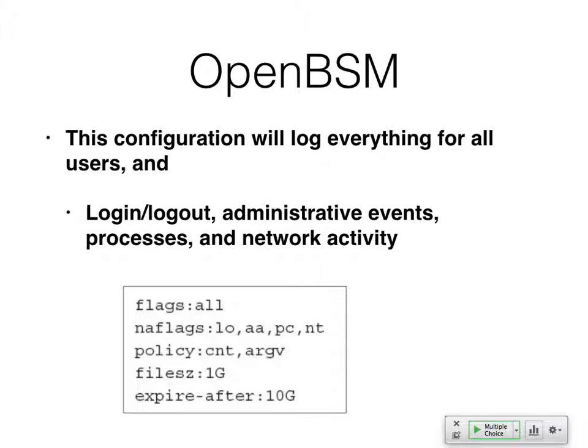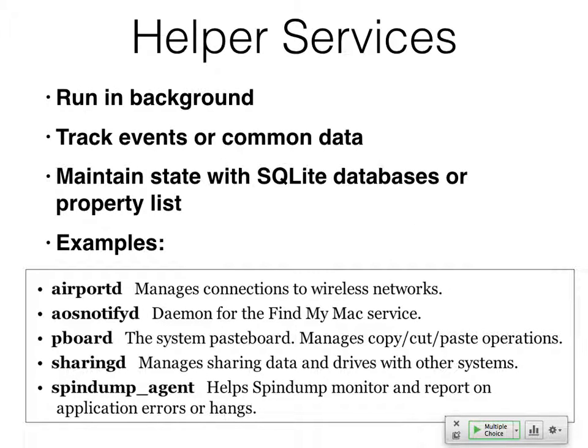You can go in here and put these things in the configuration file, and then it will create many, many log entries for everything you do. And this is something you might do to record suspicious activity once you have reason to suspect it. All right, there's a lot of helper services, just like there are in Windows, running in the background doing things. Here's a few of them. Each one of them typically has a SQLite database and a property list. That's the standard. And so airportd handles network connections for the wireless network. You've got something for the Find My Mac service, the copy and paste, the sharing daemon, and spindump, for whatever that is, reporting application errors and hangs.